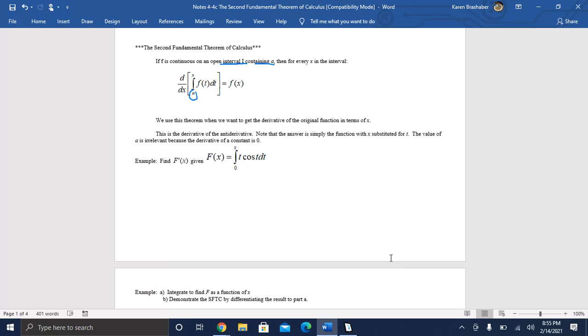Now, that may not seem like that's very meaningful, but there will be cases where this will be helpful for us. And the gist of this theorem is that this constant value a is irrelevant. It can be any number a. So this a can be any number.